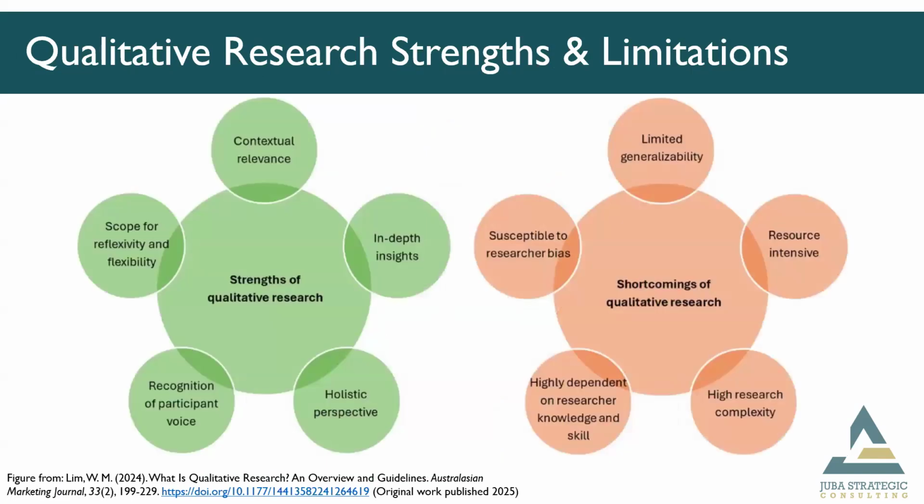And before we dive in, I just wanted to give a brief overview of some of the strengths and limitations of qualitative research. It's important in any type of research we're doing to understand what are the strengths and where are we limited. So some of the strengths for qualitative research, it allows you to provide contextual relevance that sometimes we lose in quantitative research. It allows for really in-depth insights of understanding participants, understanding the context that we're working in, allows for a more holistic perspective to really describe what is going on, as well as recognition of participant voice.